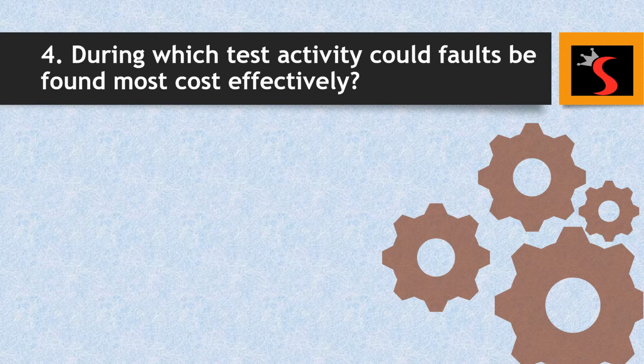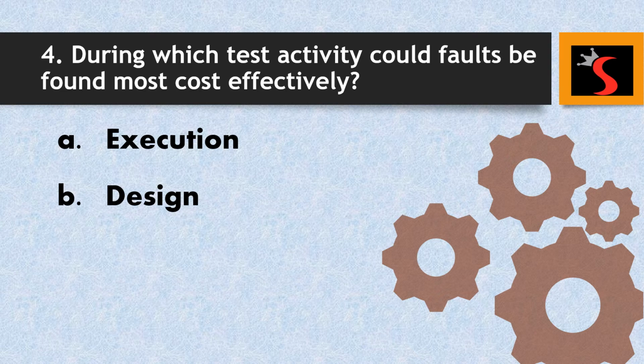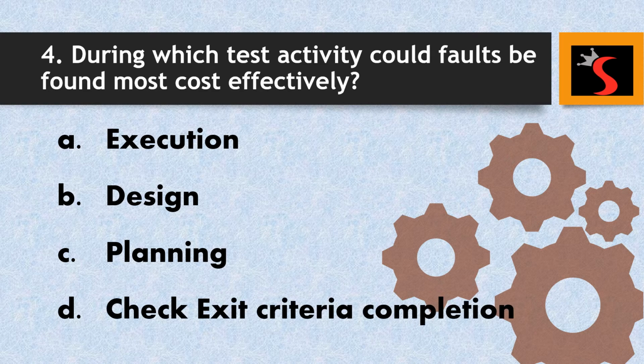During which test activity could faults be found more cost effectively? A. Execution. B. Design. C. Planning. Or D. Check exit criteria completion.